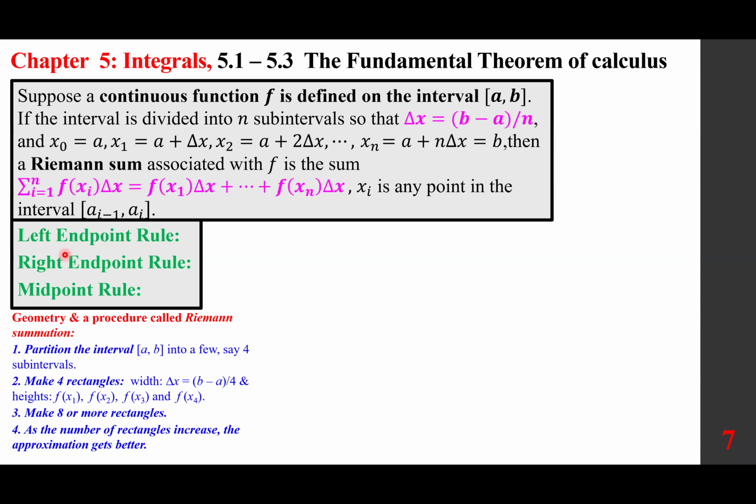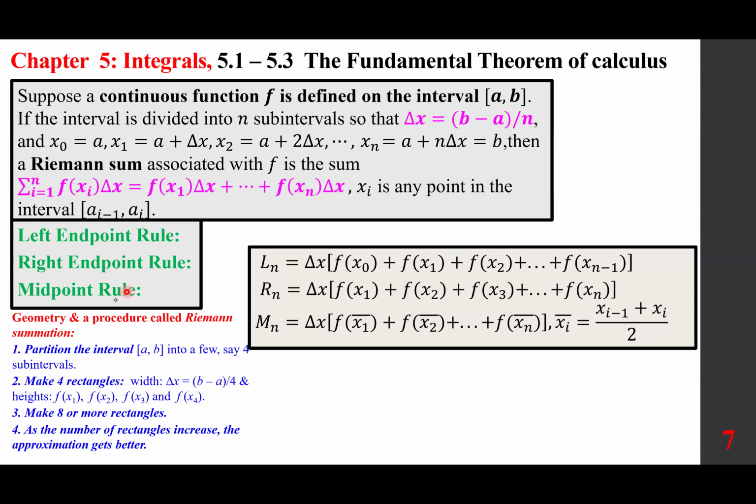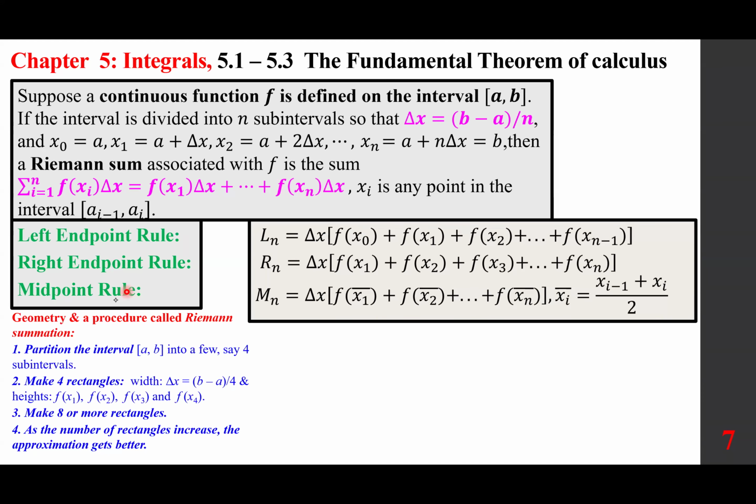We can use any of them, left endpoints, right endpoints, or midpoints. The formulas you don't have to memorize. You just stick with the line segment that I mentioned. L sub n would be delta x times f of x sub 0 all the way to f of x sub n minus 1. R sub n would be delta x times f of x sub 1 all the way to f of x sub n. That means in this case, the first point a is not used for R. For this one, b is not used. Or the midpoint, f of x sub i bar, where x sub i bar is x sub i minus 1 plus x sub i, divided by 2.